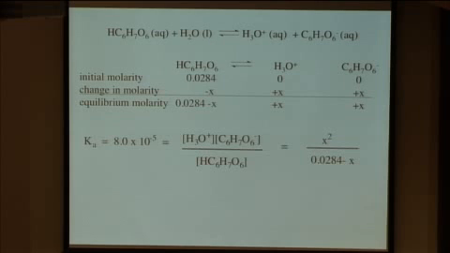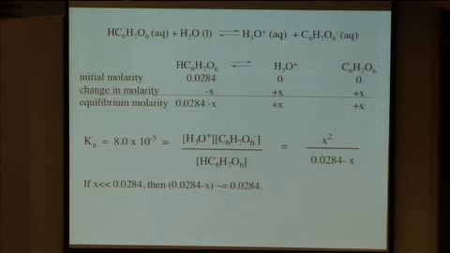Ka. So I'm going to want to use Ka next. The Ka value is here, 8.0 times 10 to the minus 5. We have products over our reactant here, and we have x squared over 0.0284 minus x.